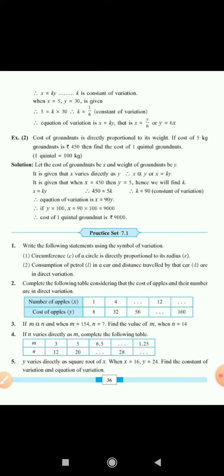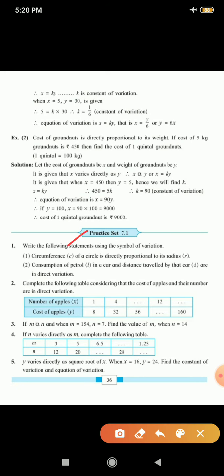Now, let us go to the problem set. The first one. Write the following statements using the symbol of variation. First one.